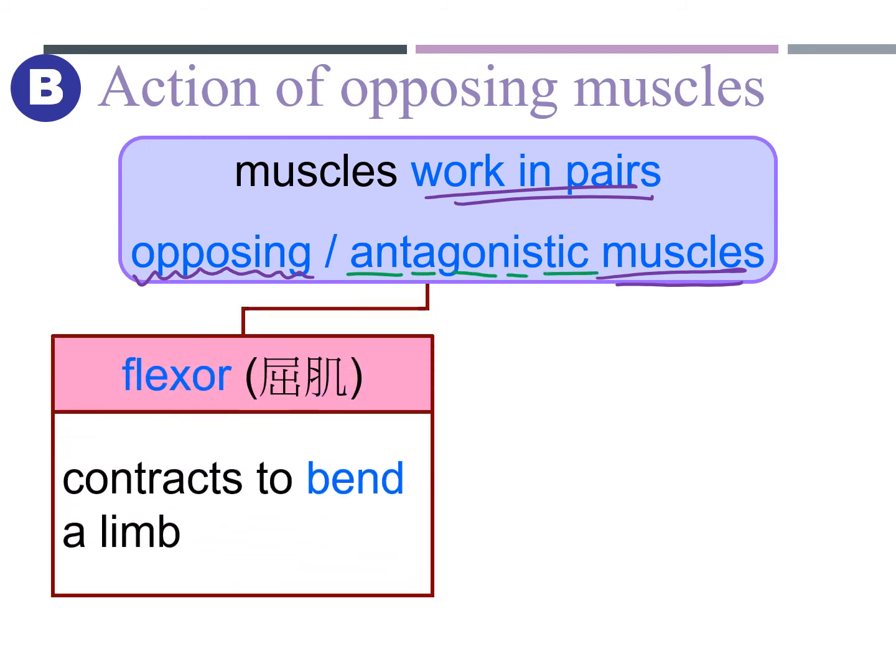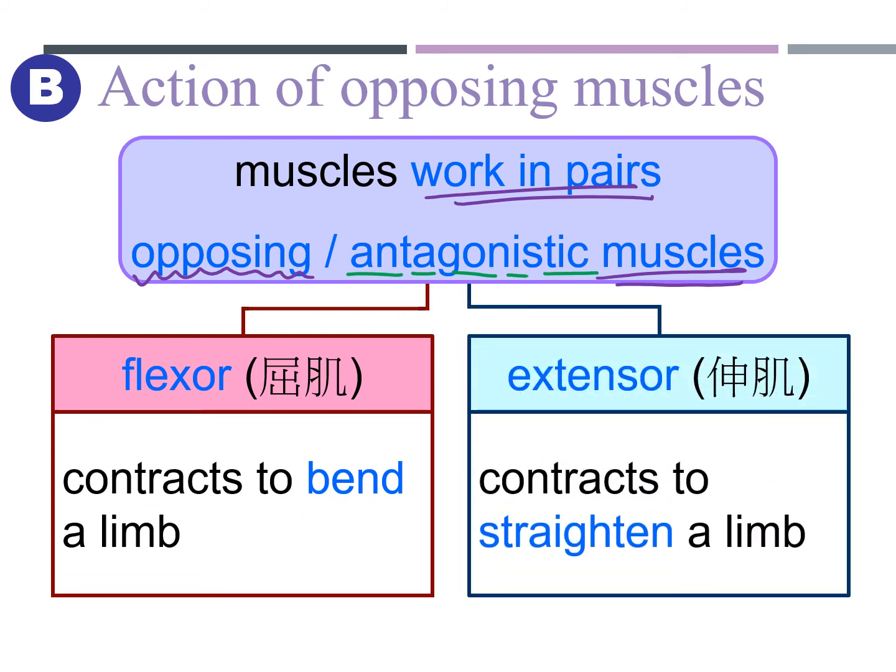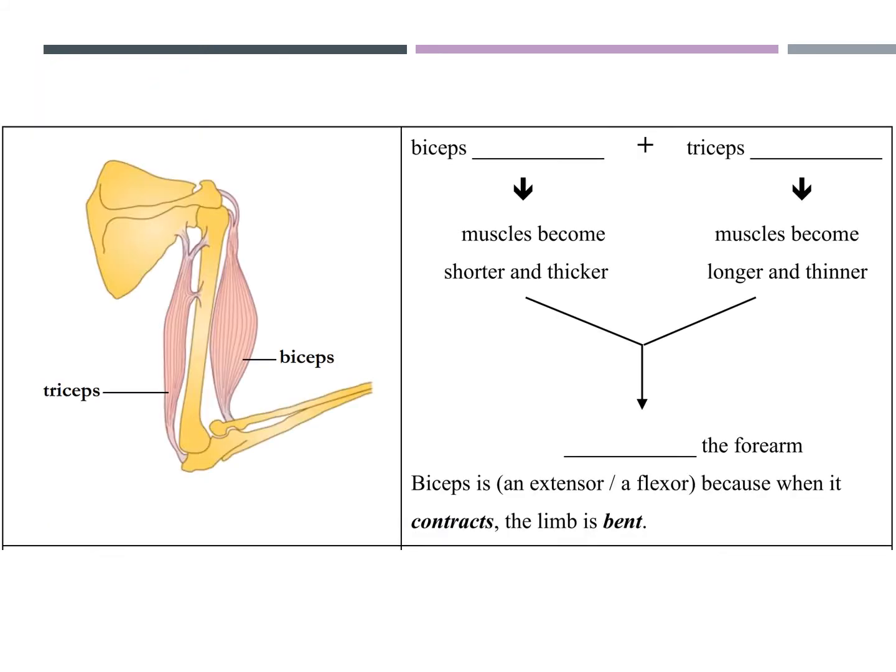And they can be separated into two groups, the flexor, 屈肌, and the extensor, 伸肌. Let's take a look at the question in your classwork 17.2. Let's take a look at what happens to the biceps and triceps when you try to bend your arm.